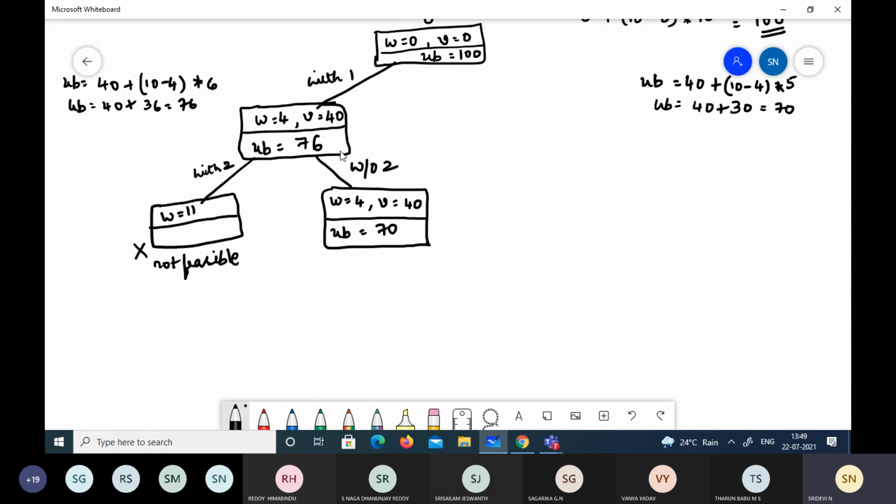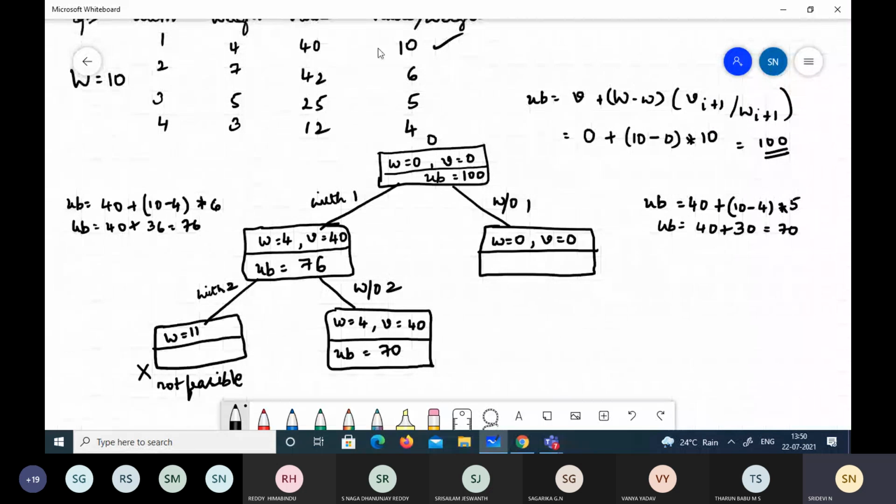Next, this is the first level. We'll check with first, isn't it? So parallelly you can do this also. Without 1. Without 1, see here. The weight W will also be 0. V will also be 0. And without 1, we will calculate the upper bound.